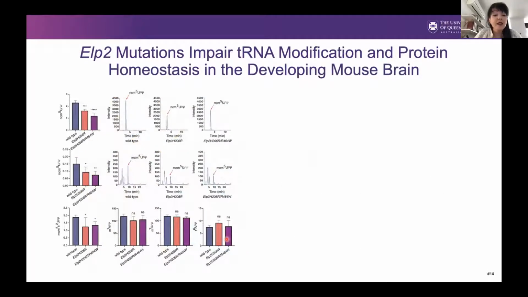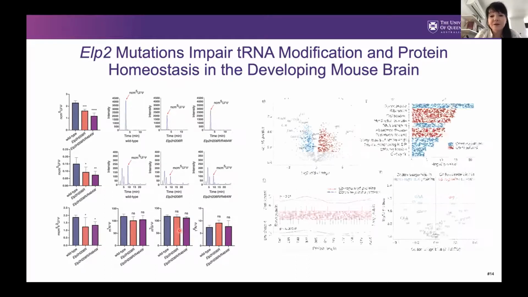And finally, when we analyzed the tRNA modifications using mass spec, again, similar to the wobbly mice, we saw that there is a reduction in these specific tRNA modifications that are dependent on the elongator complex, whilst the ones that are not dependent on it are not affected. So this is a very elongator-specific defect.